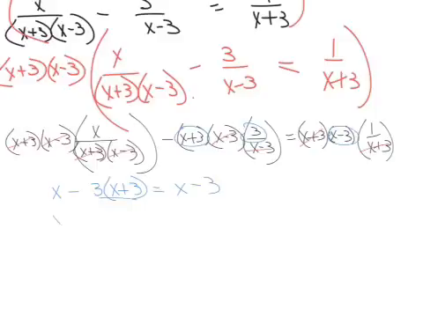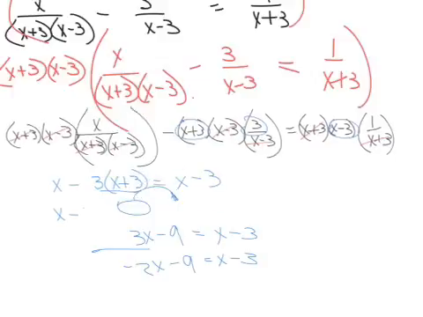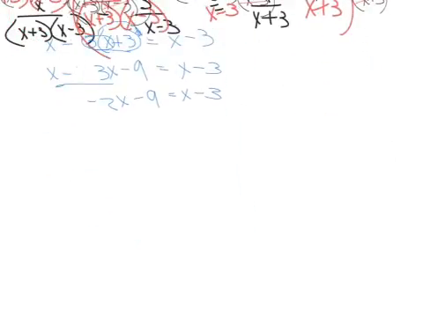Okay, I'm going to distribute that. And I get minus 3x minus 9, because negative 3 times 3 is 9. It's minus 3. I'm going to subtract that. x minus 3x is negative 2x minus 9 equals x minus 3. Okay, sorry for those that can do all this in your head and don't need to go through the long process. Alright, so this is where we stop.